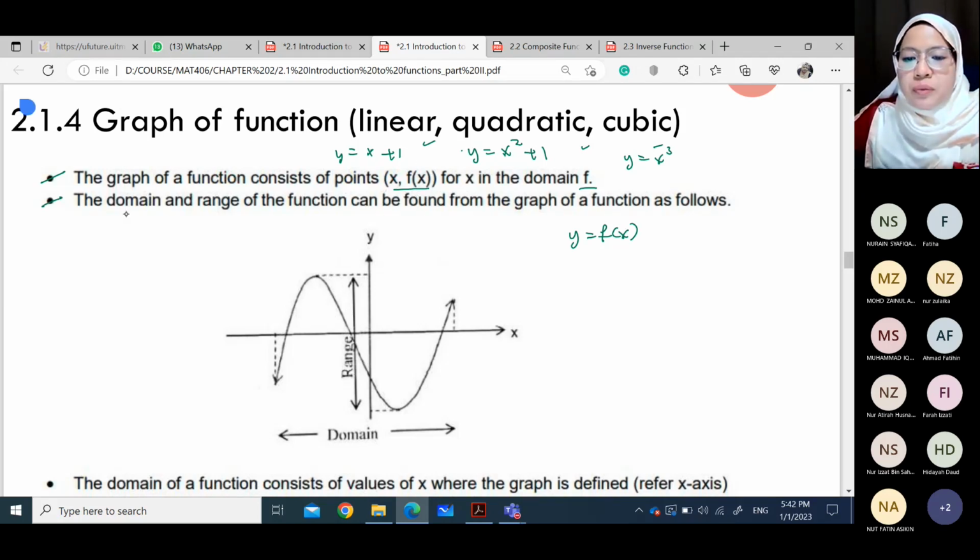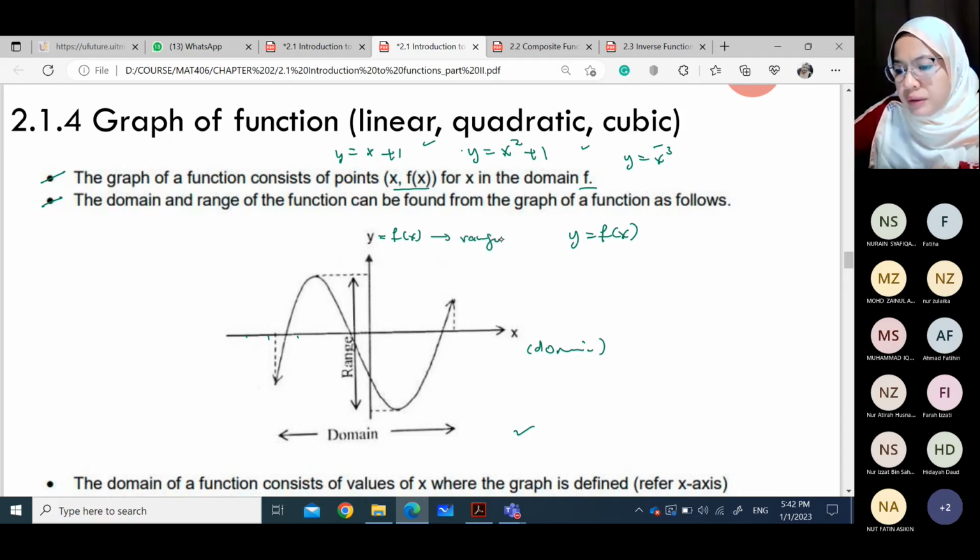Okay. So next, the domain and range of the function can be found from the graph of a function as follows. So lihat graph ini. Okay, so untuk along x-axis ini adalah domain. Ini semua dekat sini. Ini adalah nilai-nilai x. So ini kita panggil sebagai domain. Untuk along y-axis, sepanjang y-axis ni, itu adalah range. So untuk y ini pun kita letak sebagai y function of f dan dia juga adalah range. Okay, so along x-axis is a domain, along y-axis is a range.